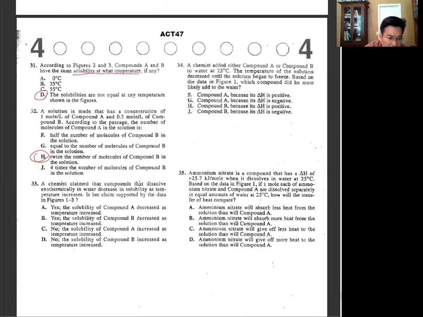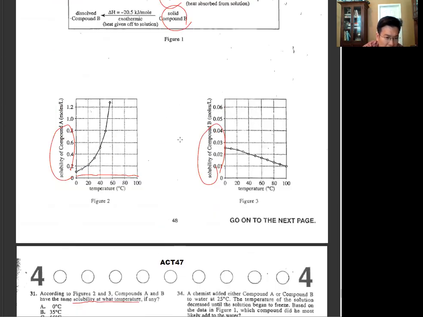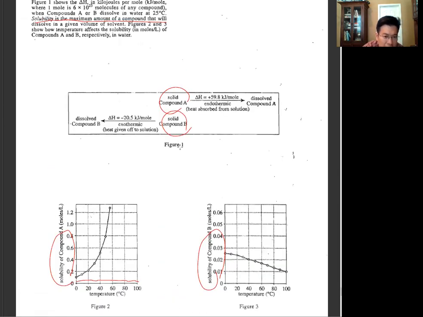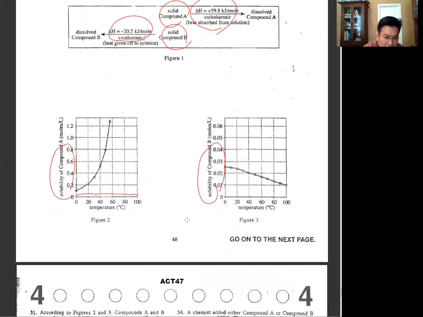And then a chemist claims that compound dissolves exothermically, which means heat goes outside. And water temperature decreases and solubility increases, supported by data in figures 1, 2, 3. So you lose heat, exothermic. So exothermic is this one. As it dissolves, you gain heat, that's endo. So compound B is the one.